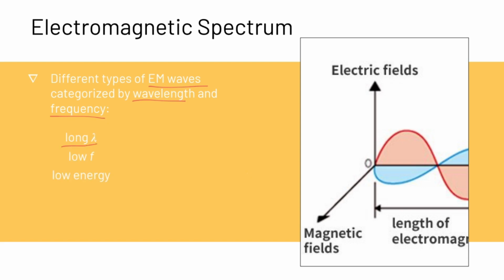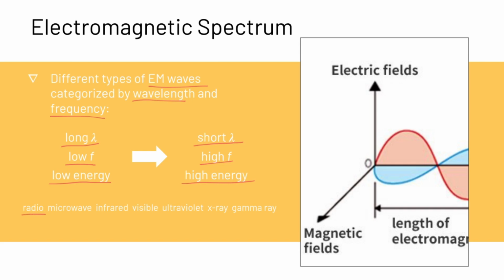So we have long wavelength, low frequency waves have low energy. And then moving across the spectrum, which we'll look at in just a minute, we have shorter wavelengths, higher frequencies, and higher energy types of waves. And so if we look at the EM spectrum, from the left side, low energy waves, to the right side, high energy waves, we start with radio waves.